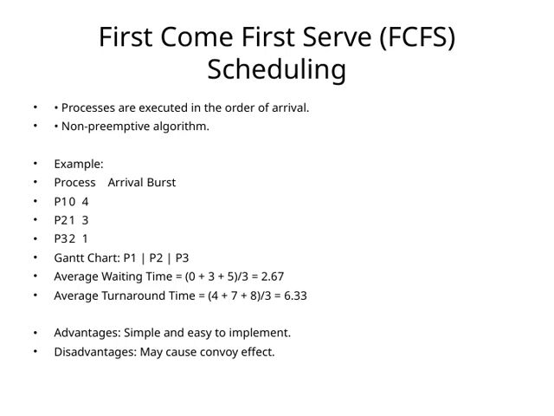However, there are some drawbacks. For example, it can cause what's called the convoy effect, where a long process can delay all the processes that follow, leading to inefficiency and increased waiting times. Understanding these strengths and weaknesses helps us see how FCFS fits into the broader picture of scheduling strategies, especially when balancing simplicity against potential delays.